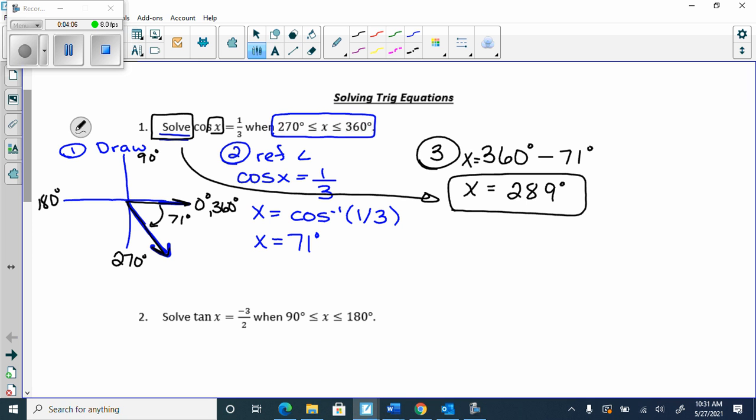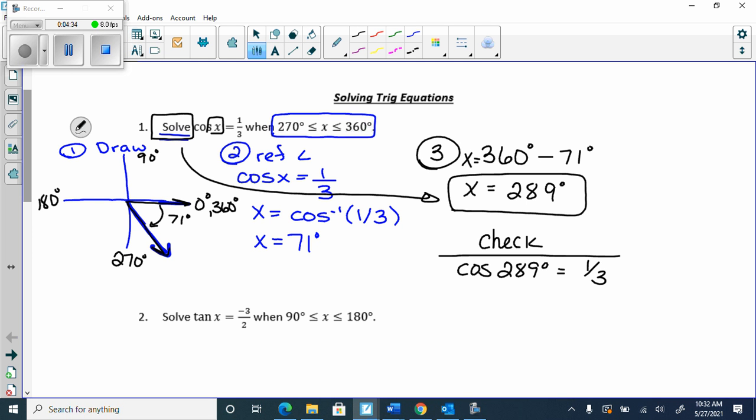And now you can check it. Go cos 289 into your calculator. You should be able to check whenever you solve. Solving is the best because when you get an answer, you can always check and see if left side equals right side. So if you go cos 289, whenever it says solve, we can check. Cos 289 degrees. Hopefully it equals a third. So 0.333333. Does it?